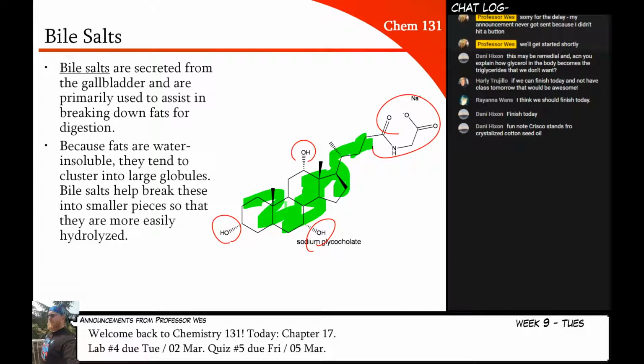Now, bile salts form in the gallbladder, and if your gallbladder becomes diseased or problematic and you have to have it removed, then if you consume too many fatty foods, you start to feel ill. It's for this reason, because that's the purpose of the gallbladder: it makes these bile salts to dissolve and break down those globules of fat.